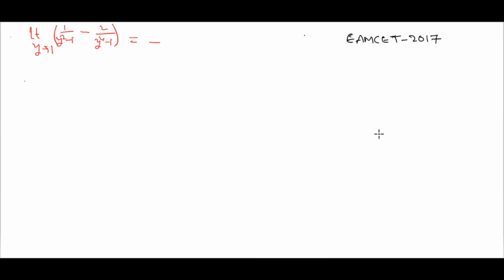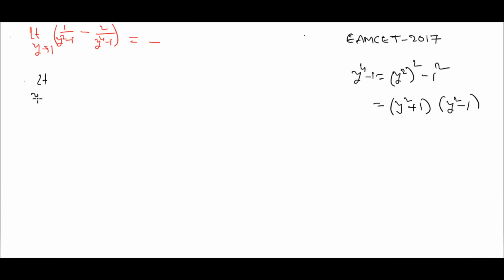Friends, this problem is from MSET 2017. Here it is given limit y tends to 1 of 1 by (y square minus 1) minus 2 by (y power 4 minus 1). So here y power 4 minus 1 is written as (y square) whole square minus 1 square. So this is written as (y square plus 1) into (y square minus 1). Substituting this value in this limit, y tends to 1, 1 by (y square minus 1) minus 2 by (y square minus 1) into (y square plus 1).